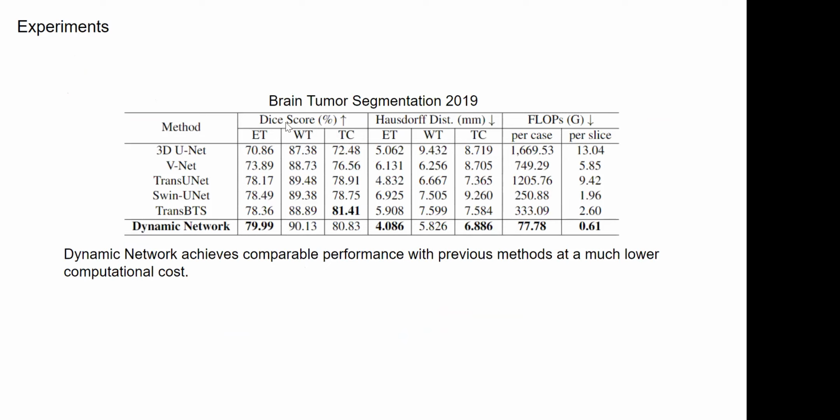This is the result on the brain tumor segmentation dataset. We can see compared to previous methods, the dynamic network, in terms of performance, is not always the best, but it's still comparable with most of those previous methods. And in terms of the computational cost, we can see it is much lower than all the previous methods. It's basically about a 10 times reduction in the number of FLOPS.